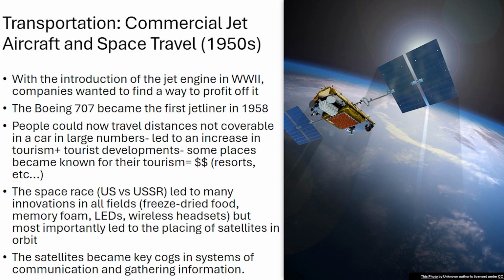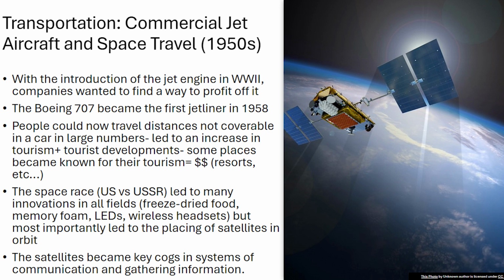All right, the next form of transportation we'll be talking about is commercial jets, aircraft, and space travel, founded in the 1950s. With the introduction of the jet engine in World War II, companies wanted to find a way to profit off of it, and the way to profit off of it is to get more people to buy it, so they instead made a commercial flight which could take people anywhere they wanted to a lot faster and cheaper than they would have if they had to drive all the way across.